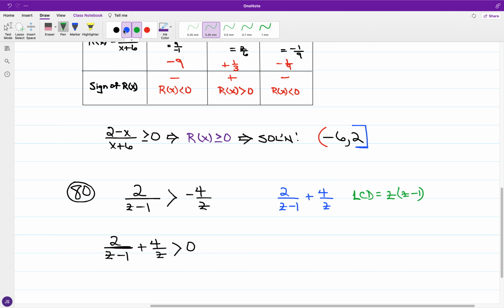And again, if I combine these fractions, I have 2 over z minus 1. So we've got the z minus 1 factor, but we're missing the z. So I'm going to multiply this ratio by 1 in the form of z over itself. Now for 4 over z, pertaining to the least common denominator, we had the z factor, but we don't have the z minus 1. So I'm going to multiply by 1 in the form of z minus 1 over itself.